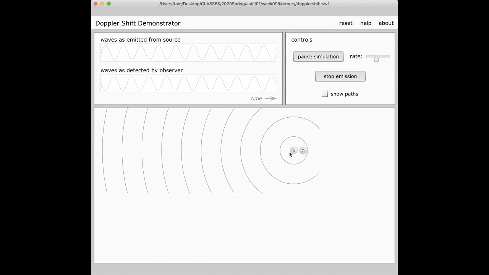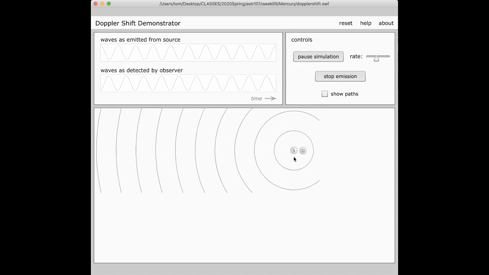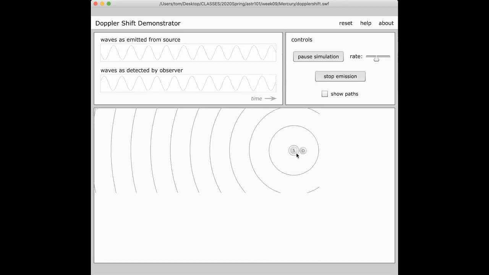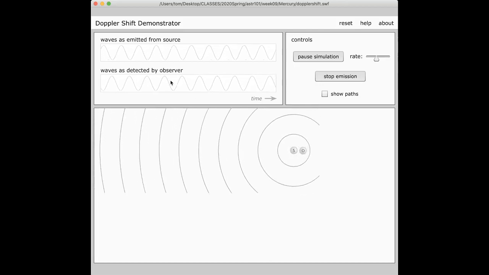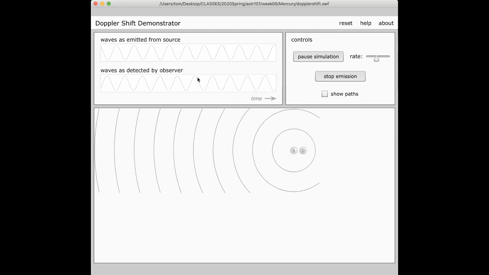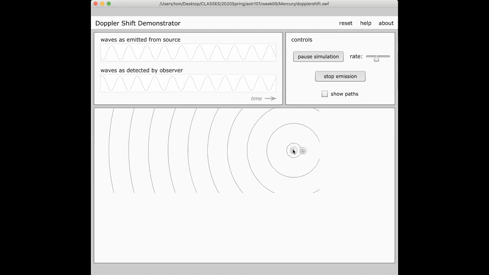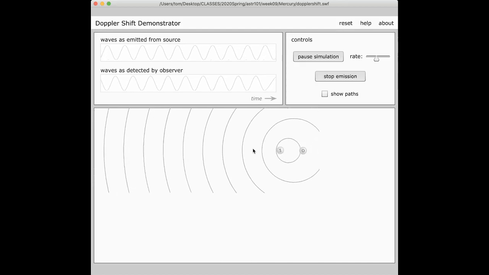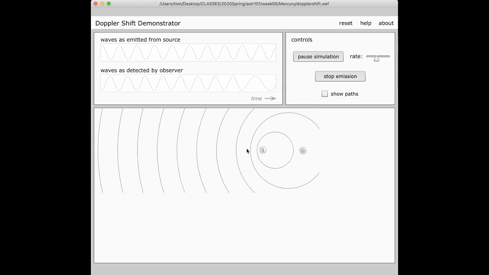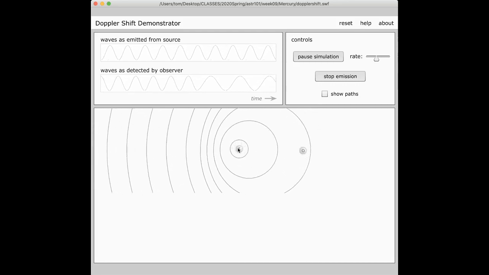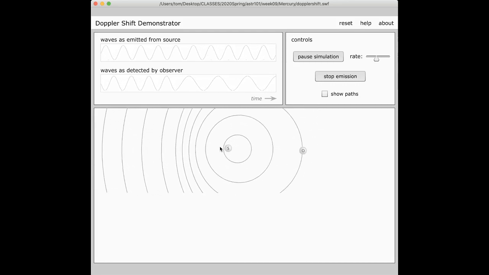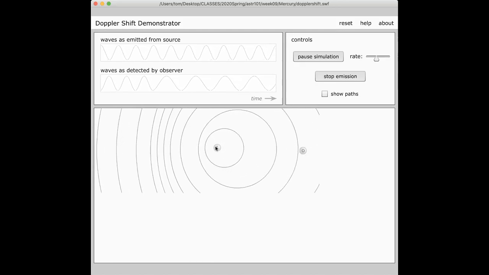For the next one, let's just leave these together like this. The source and the observer right next to each other. The source is still busily emitting its waves, no problem. You see the waves detected by the observer here and the waves emitted by the source. Now I'm going to drag the source away from the observer like this, away. So what do you see about the bangs now? So bang, bang, bang, bang. Seems like they're slower.